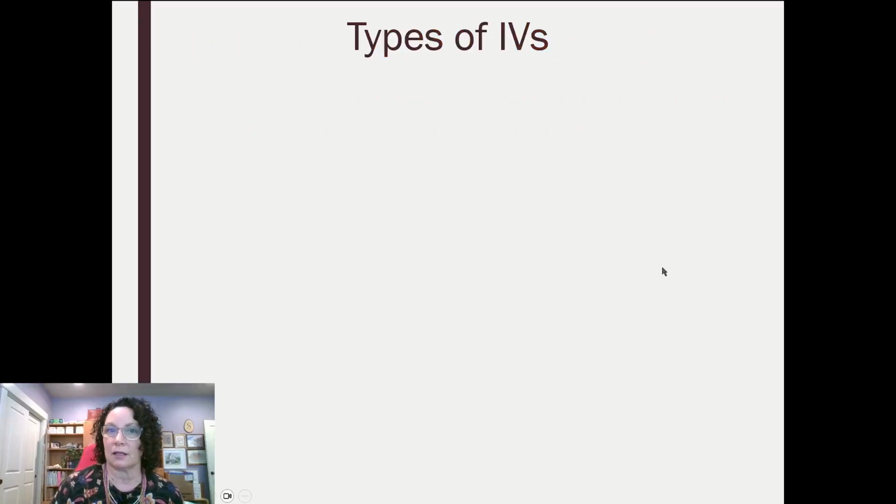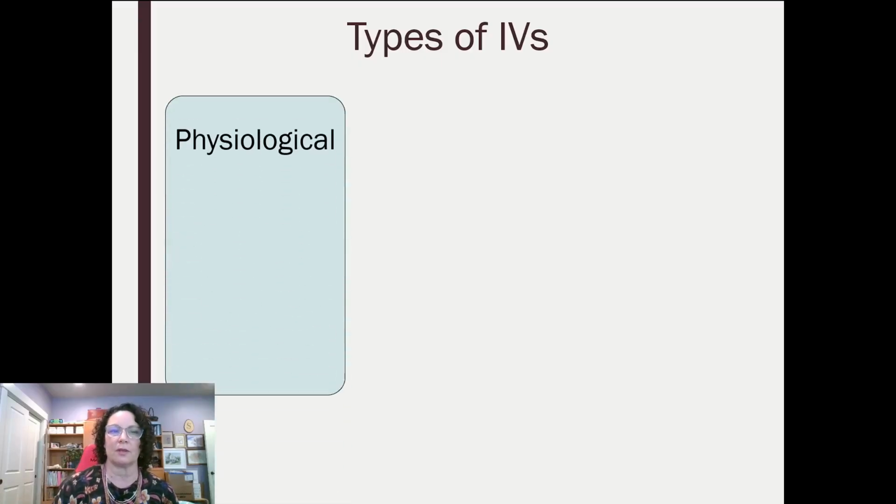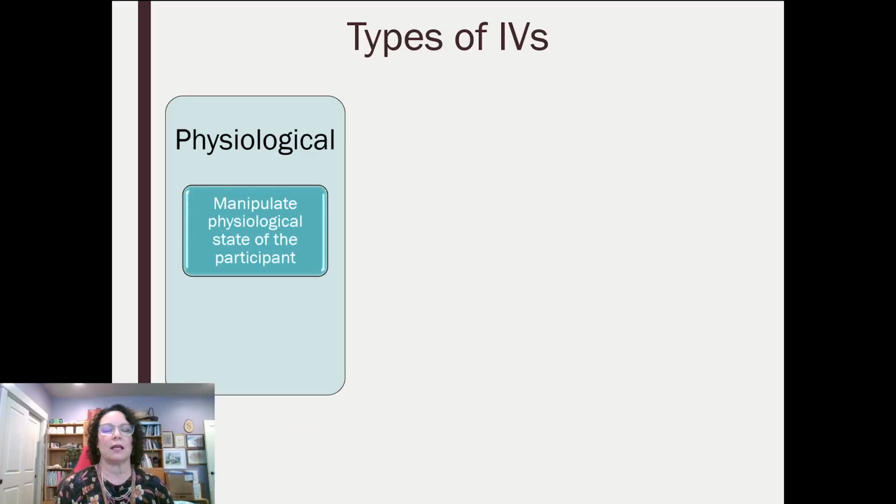All right, let's talk a little bit about the different types of independent variables. This is not a comprehensive list of things that people can use as independent variables. These are categories of things that people can use. So for example, there are the physiological independent variables. This would be things like anything that manipulates the physiology of the participant, the physiological state of the participant.